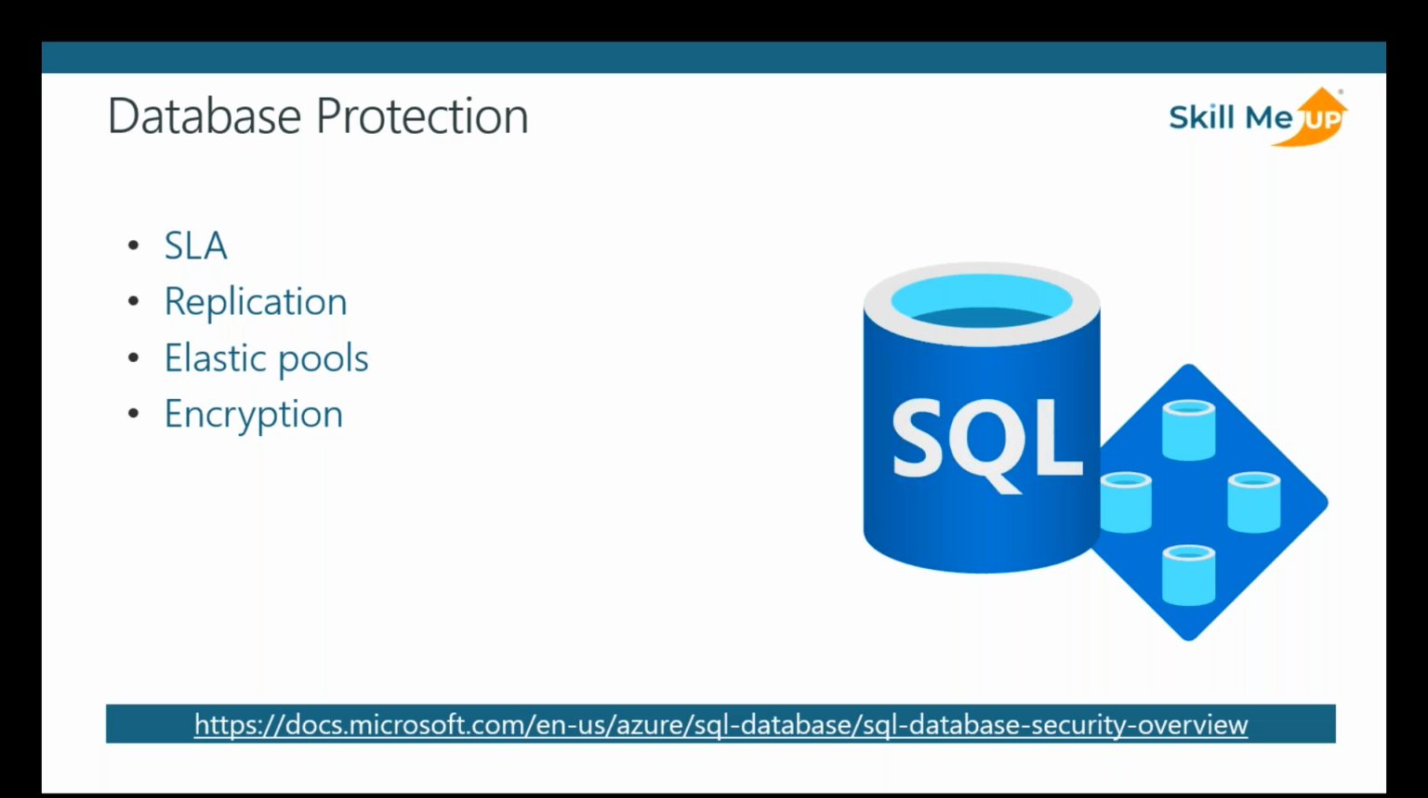All data in transit from a SQL database is sent through Transport Layer Security or TLS to protect any data that's being delivered. So that is a default standard within a SQL database, contrary to the storage account that we talked about in the previous slide, where you had to select HTTPS to use TLS. SQL databases provide that by default.